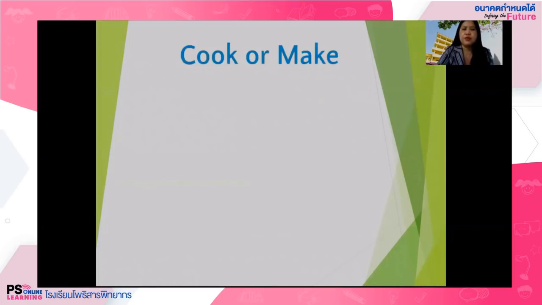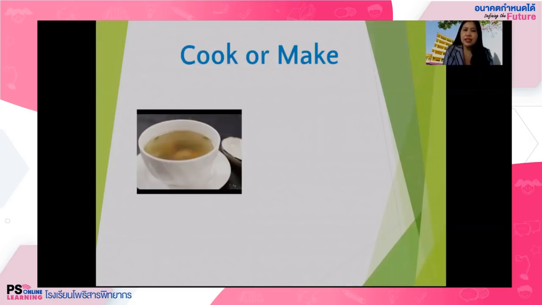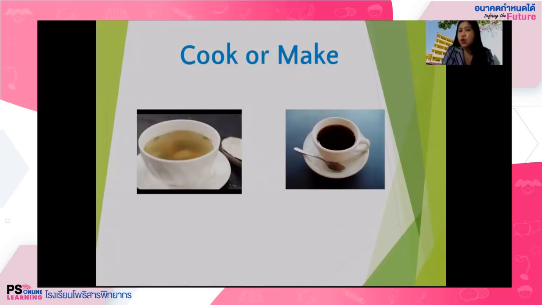So I'll give you some examples. So first one is this one. This is vegetable soup. Okay. We use the word cook vegetable soup because when we cook vegetable soup, we need fire or we need heat. But for coffee, we say make coffee because we don't need fire or we don't need heat, but we need boiled water or hot water for this.